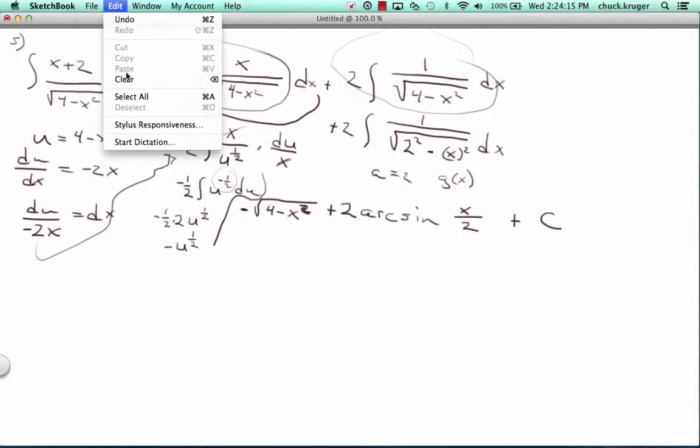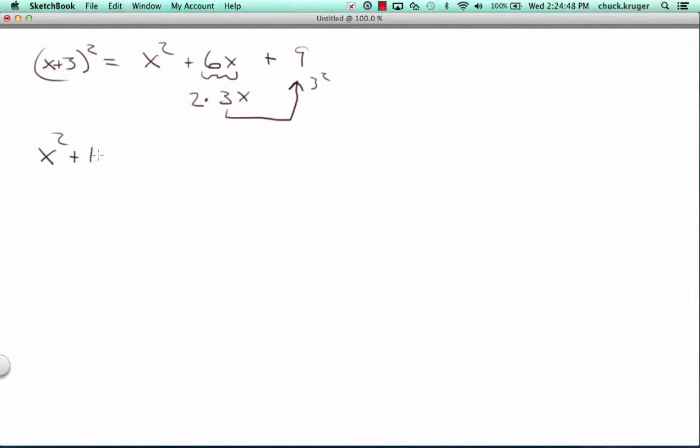All right. Now I'm going to take a look at something called completing the square. And if you recall, if I have something like x plus 3, the quantity squared, I get x squared plus 6x plus 9. And if you take a look at this, this is really 2 times 3x, and this 3 is really 3 squared. So when I have something like x squared plus 10x, to complete that square I would take half of this, which would be 5.